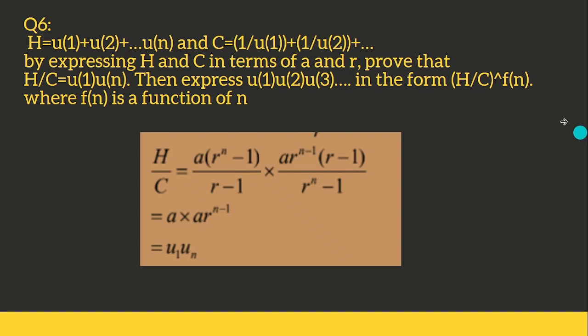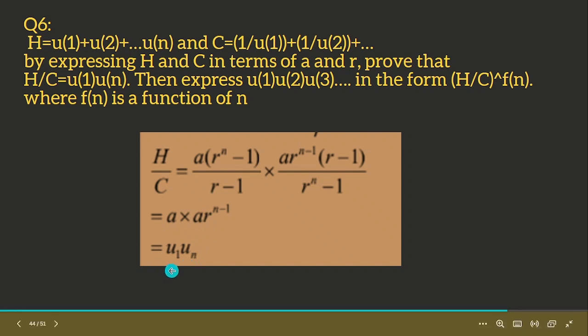Simplify because you have the a here, and r n minus 1 here, r n minus 1 here, r minus 1, r minus 1. We can simplify to a times a r power n minus 1, which in other words is just u1 times un. So that's how we get the first part.